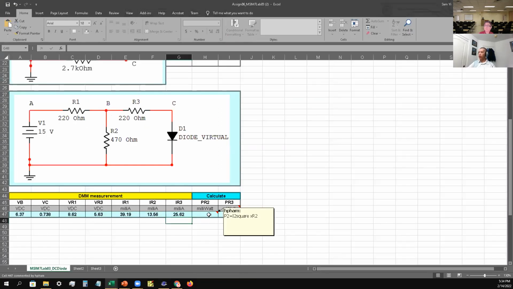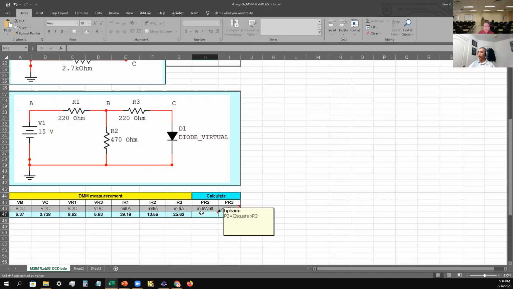Okay, so for the calculation, they should take I squared times R2. So we're going to be taking I squared. This one right here, we're going to square it and multiply it by the resistance. If you look, the first thing we want to do is convert this one here first to amps, and then convert it back to your original unit.